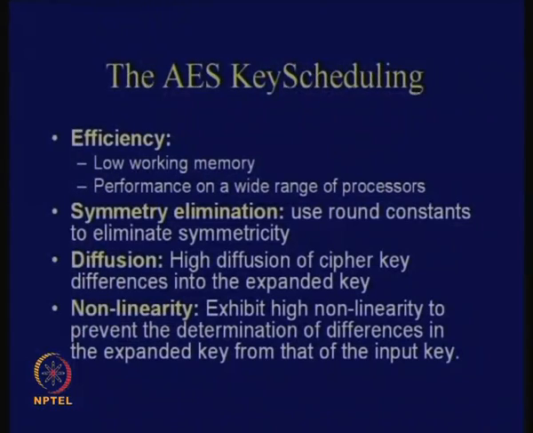And the other important property was nonlinearity. That is, there should be some amount of nonlinearity in each round key generation. Why was nonlinearity kept? You know that it is precisely why S-boxes were kept in our encryption function. If nonlinearity is not there, then if I know the input difference, I am able to predict the output difference also, right?